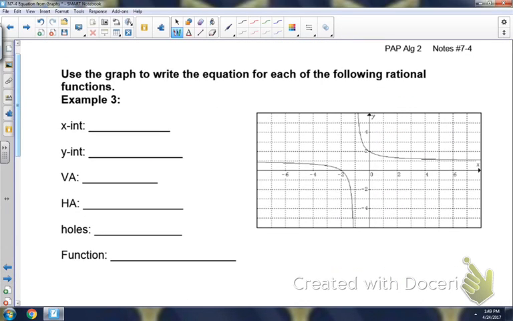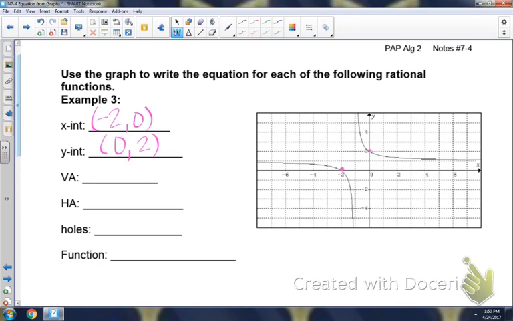Alright, so now we're actually going to be looking at the graph and determining our x and y-intercept, vertical and horizontal asymptotes, and then your hole. So then we can find our function. So the x-intercept, where it crosses the x, would be negative 2, 0. Make sure you write that as an ordered pair. Your y-intercept would be 0, 2.